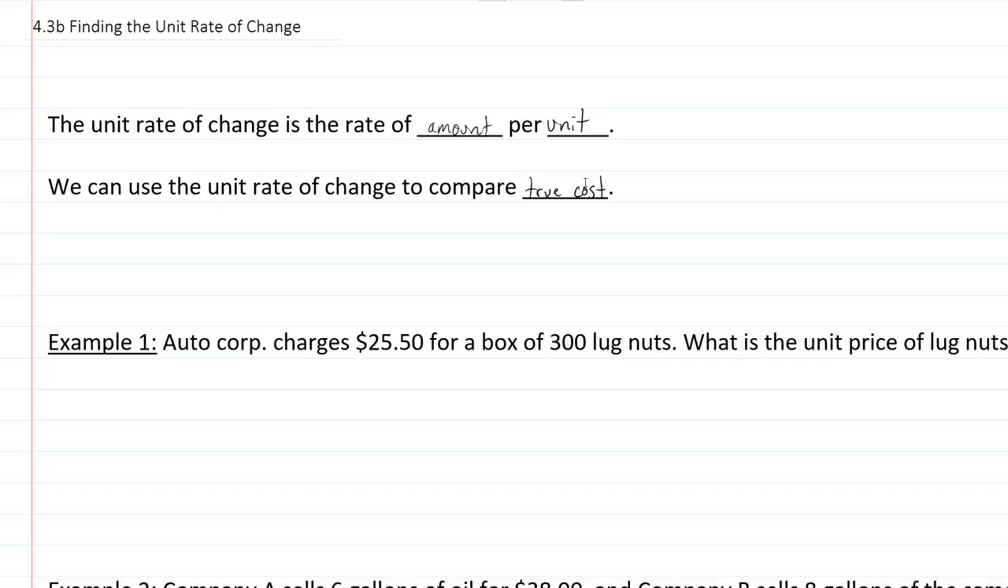Auto Corporation charges $25.50 for a box of 300 lug nuts. What is the unit price of lug nuts? So we have 300 lug nuts, and in total they cost $25.50. We want the unit price, which is dollars per unit, and a unit is a lug nut. So dollars per lug nut. From the last lecture, we learned that the word per means divide. So we're going to divide the dollars by the number of lug nuts.